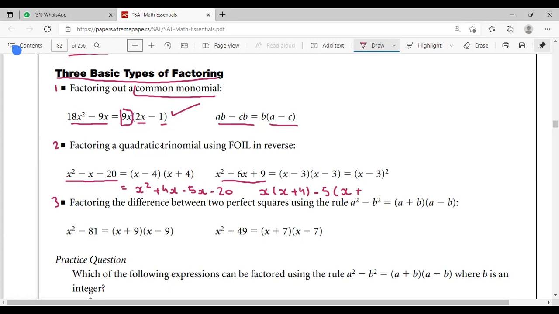Sorry, this would be minus 5x and this would be minus 20. If I take x common, I'll be left with x plus 4. And then if I take 5 common, I'll be left with x plus 4. So yeah, there's a mistake here. We need to have x minus 5 and x plus 4. Right, this is wrong. This should have been 5.